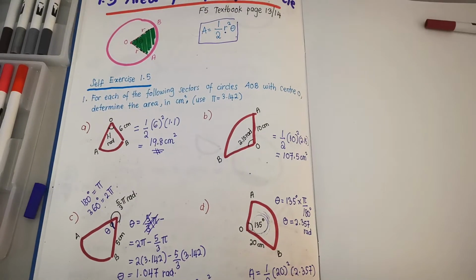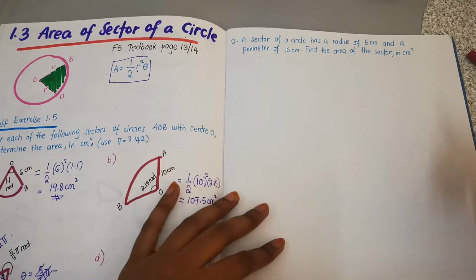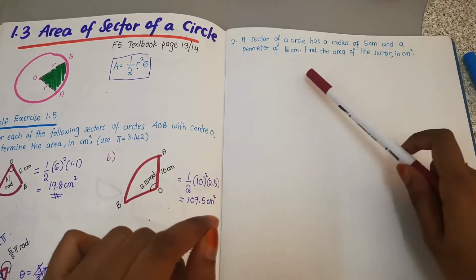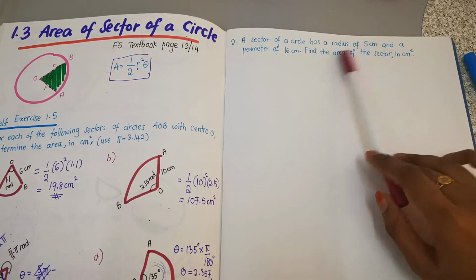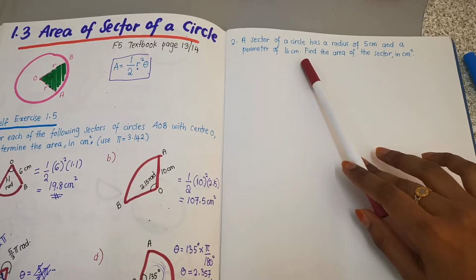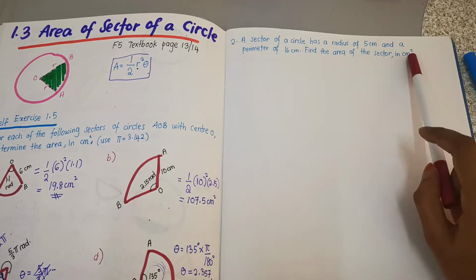Now let's do question 2. A sector of a circle has radius of 5 cm and a perimeter of 16 cm. Find the area of the sector.